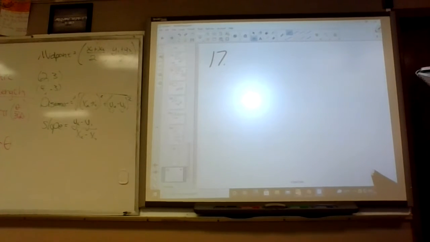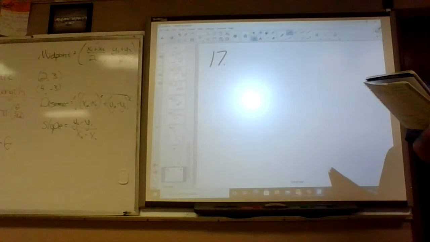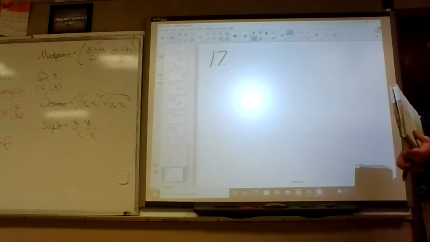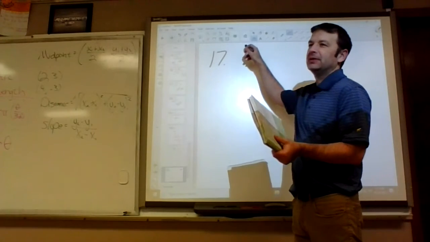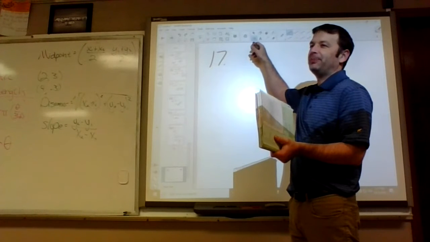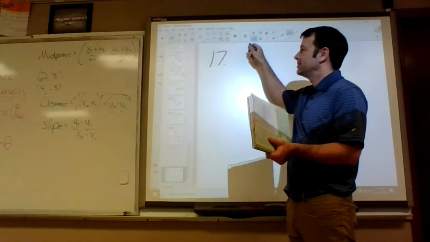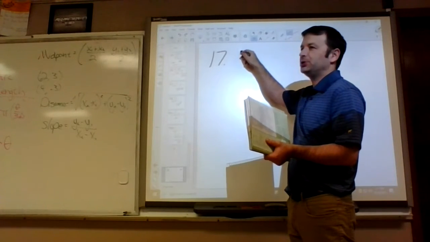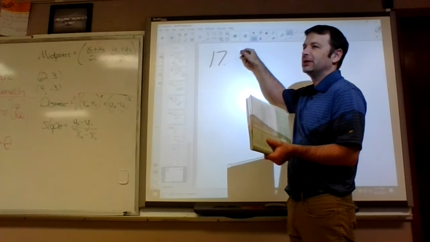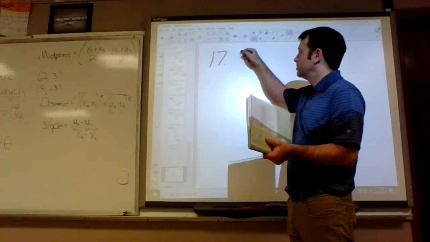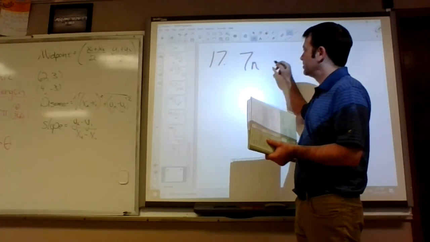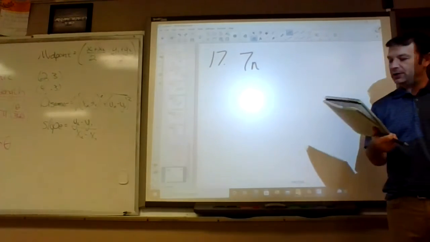Okay, Shannon says the product of 7 and the number is n plus 7. No. Product is not plus, it's multiplication. So what should I put? N multiplied by 7, or 7n. Okay, that's the product of 7 and the number.